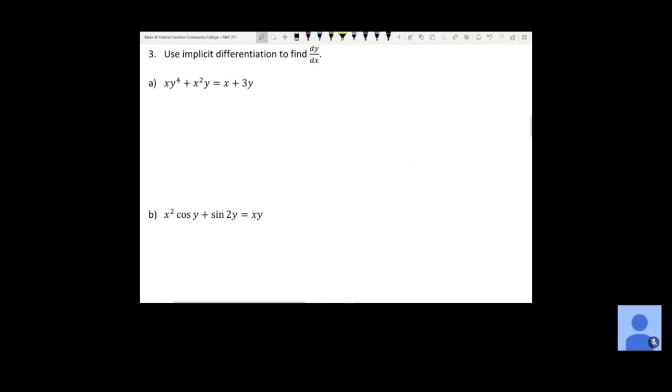Number 3, implicit differentiation. We're trying to find dy dx. Okay, now, if you write y prime instead of dy dx, I'm fine with that too, just so you don't have to write dy dx over and over again as you're calculating these derivatives. Okay, so feel free to use y prime.